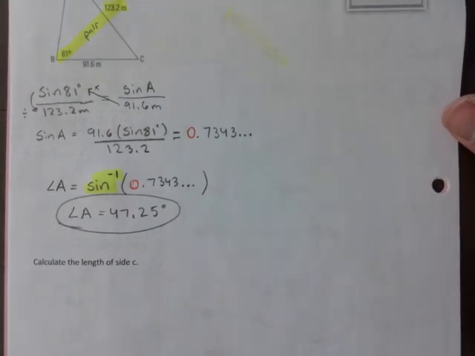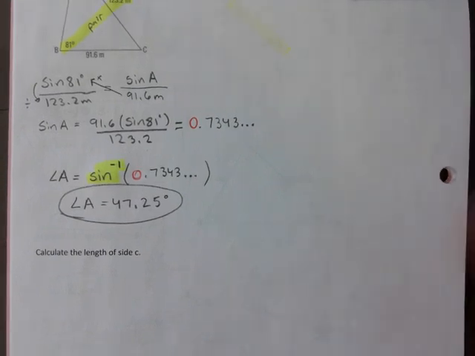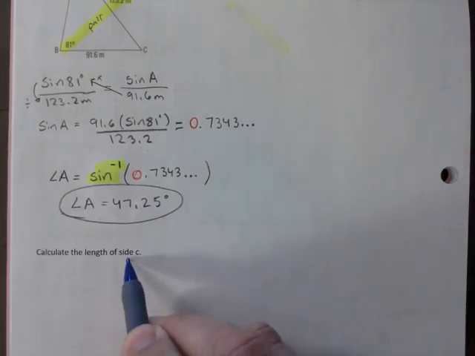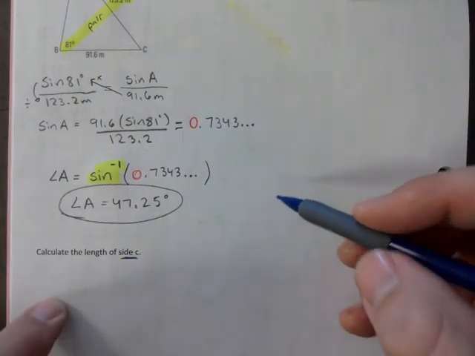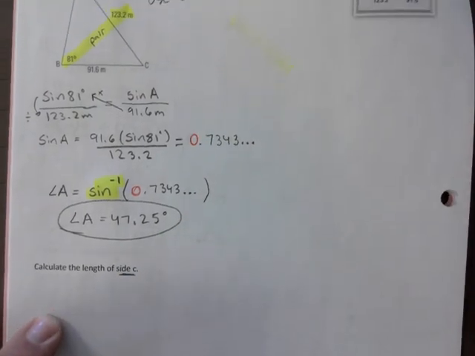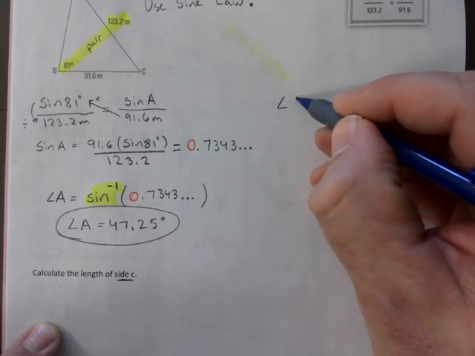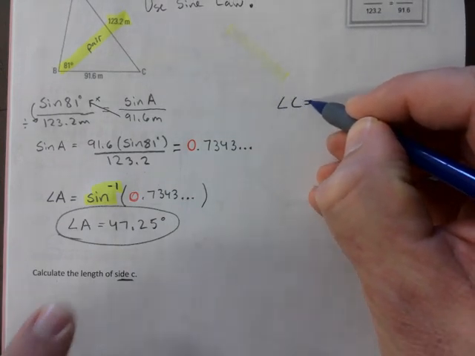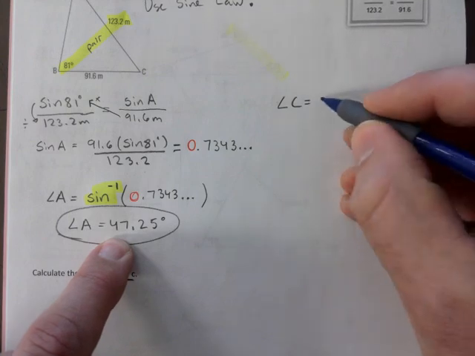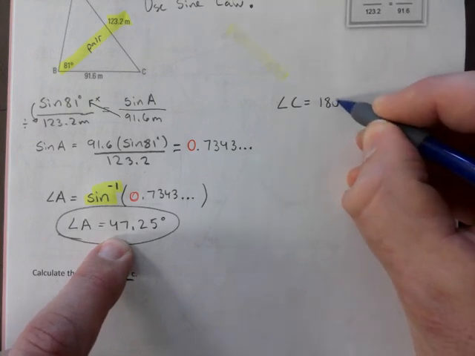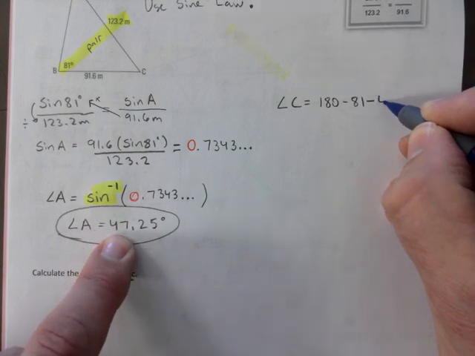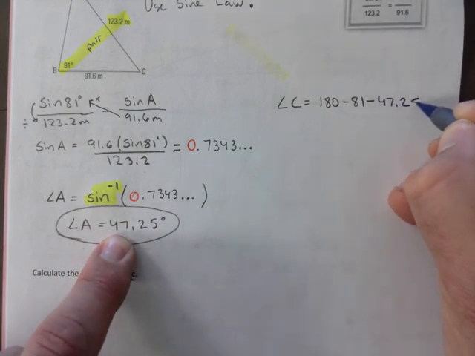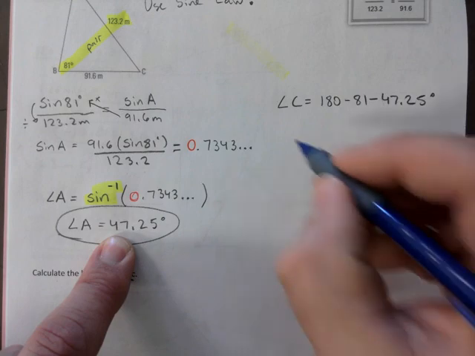Now, the question says, calculate the length of side C. It asks us to solve angle C as well. Let's do that next here. Angle C, now that you have two angles, this one and the one they gave you, we're going to go 180 minus 81 minus this one that we just found, 47.25.